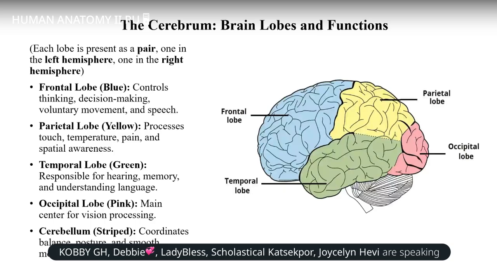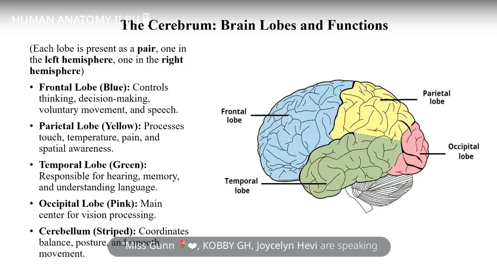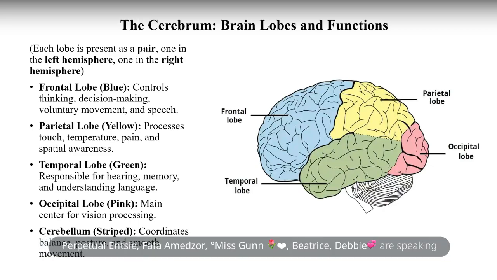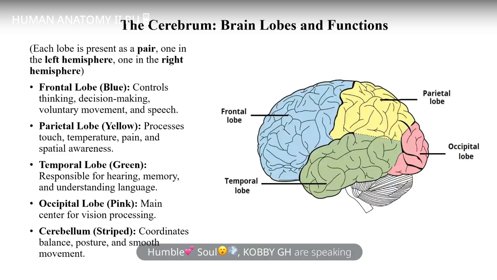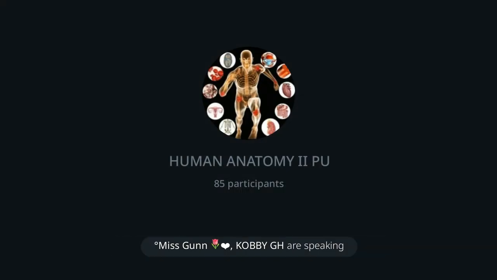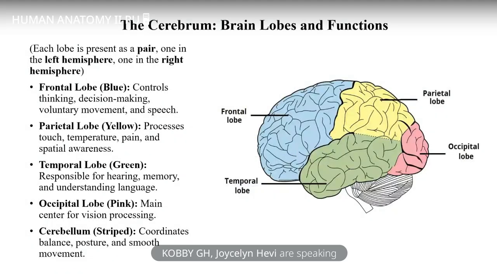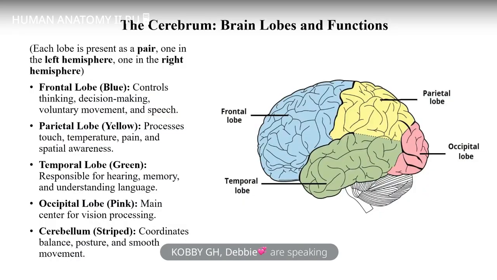Is the frontal lobe, but specifically which part of the frontal lobe? The premotor cortex. Okay, which part of the brain is responsible for voluntary activities or voluntary control? Motor cortex, which is part of the frontal lobe, the primary motor cortex.